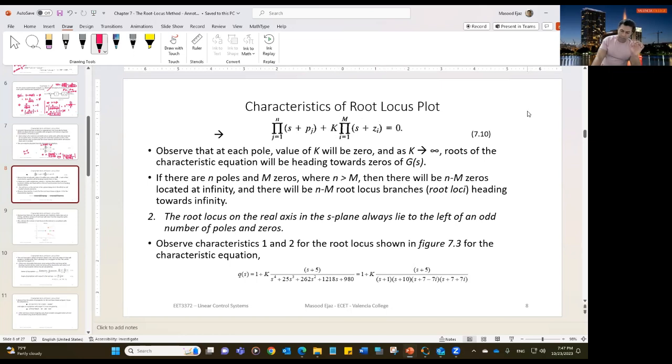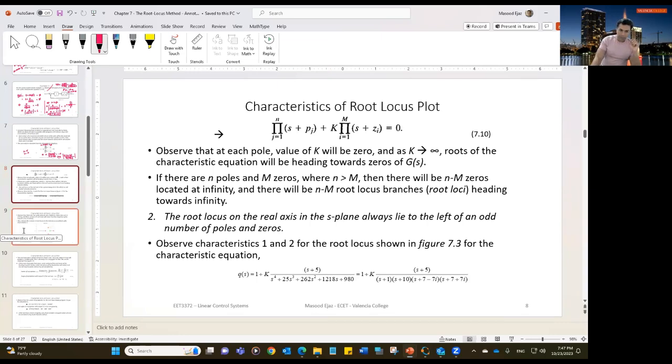So when k is 0, it starts at the poles. At any value of a pole of the characteristic equation, the value of k is going to be 0. And at any value of a zero of the characteristic equation, the value of k is going to hit infinity. So when you're changing the value of k, it starts at 0, at a pole, and it moves towards a zero as you're increasing the value of k.